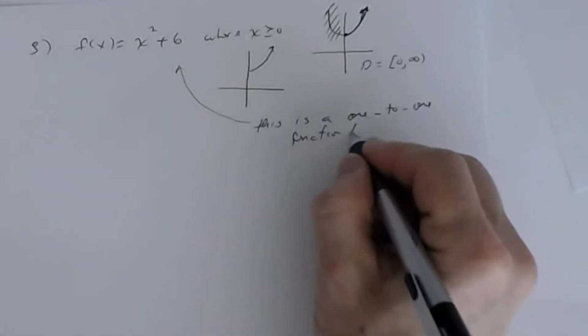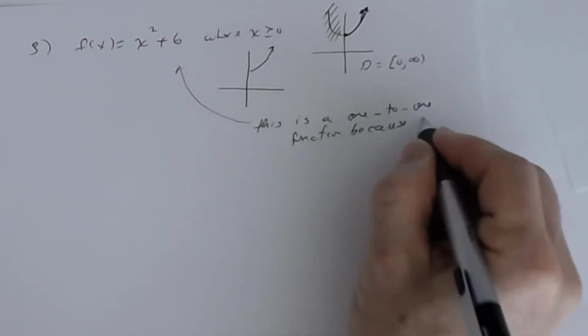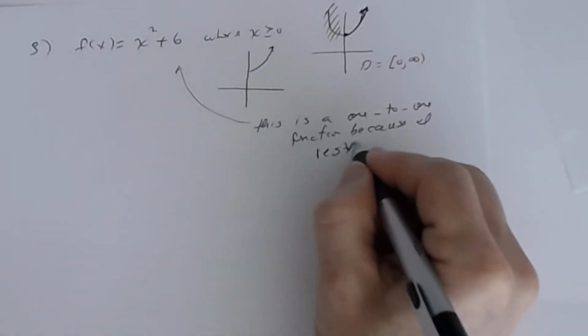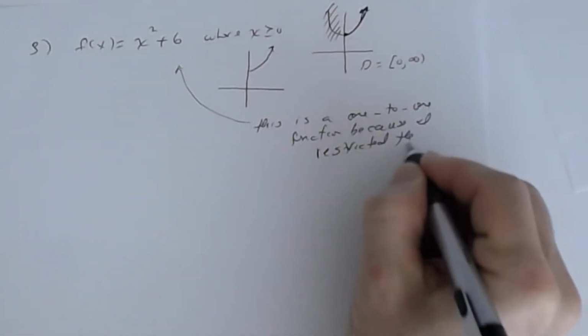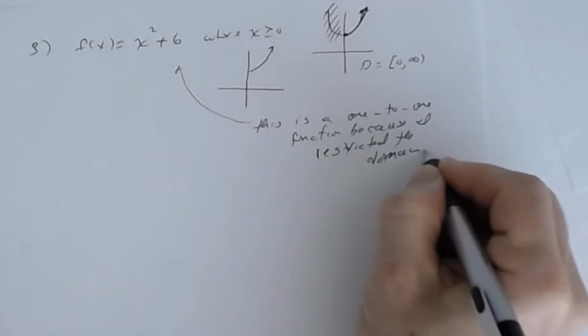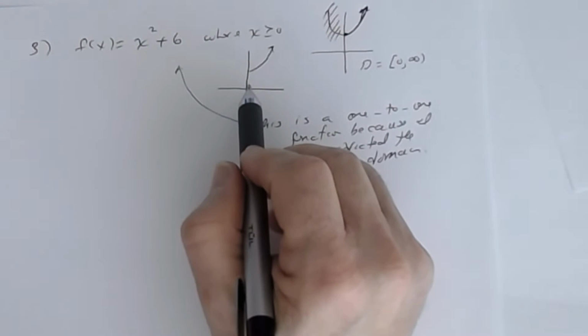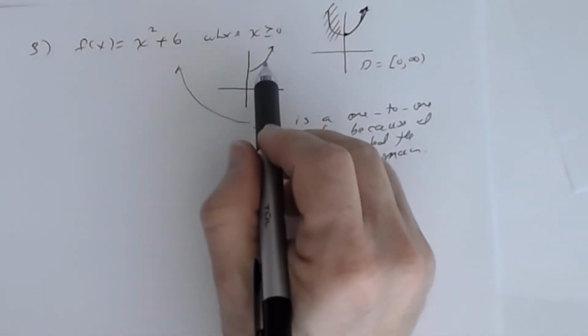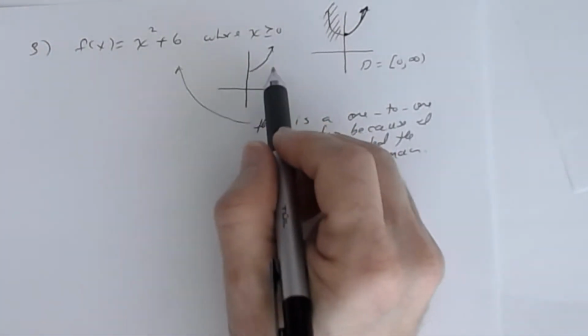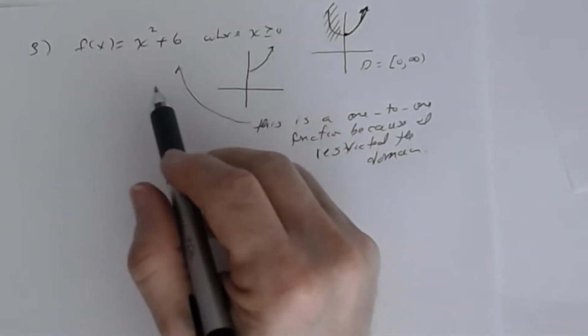This is a one-to-one function because I restricted the domain. All right, so I restricted the domain. So I'm only looking at the domain from 0 to infinity. So from 0 to infinity, that's this right here. So it does pass a horizontal line test, so it is a one-to-one function.